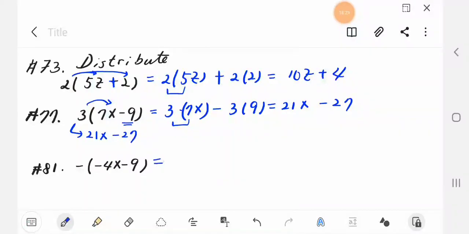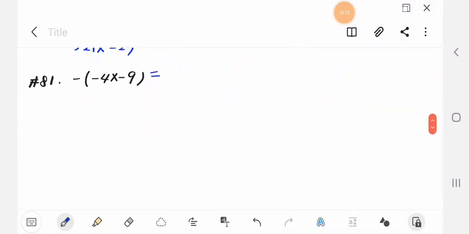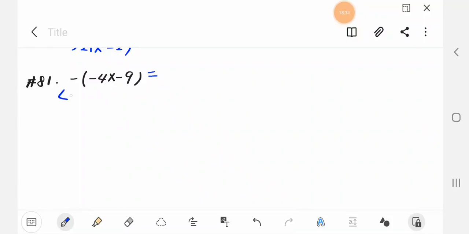Okay, number 81. This parenthesis is multiplied by a negative sign. So a negative sign means change the sign of each addend, right? So negative 4x becomes positive 4x, and you don't have to write the positive. And minus 9 becomes plus 9. So you can write the answer right away like this.